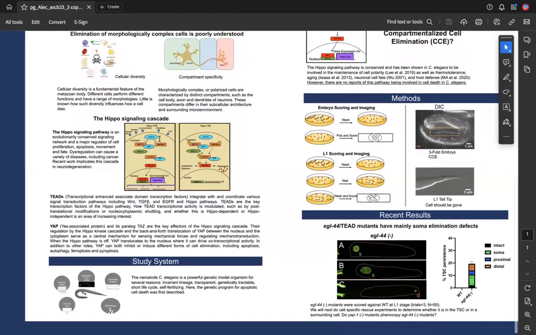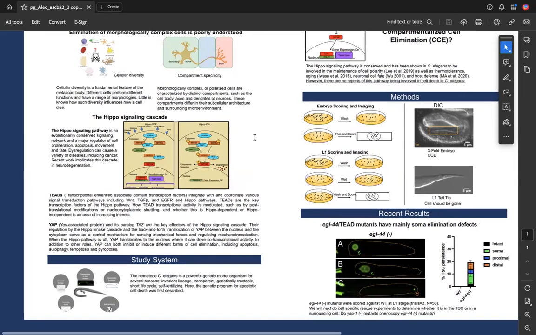The Hippo signaling cascade is an evolutionarily conserved signaling network that regulates many things. For example, the Hippo signaling pathway regulates cell proliferation, apoptosis, movement, and cell fate. The regulation of this pathway is implicated in many diseases such as cancer. Recent work has implicated it in neurodegenerative diseases.